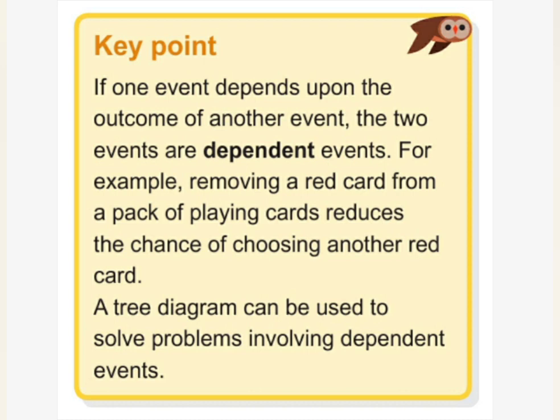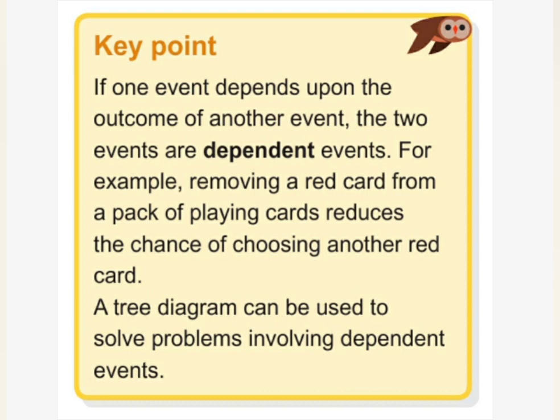In this video, we're going to talk about tree diagrams and how to use them to express dependent events. The key point here says, if one event depends upon the outcome of another event, the two events are dependent events. For example, removing a red card from a pack of playing cards reduces the chance of choosing another red card. A tree diagram can be used to solve problems involving dependent events.